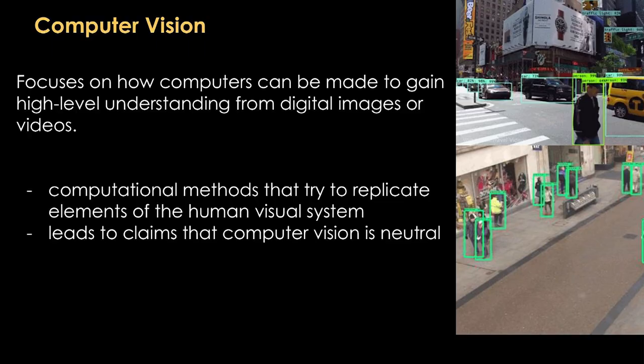Computer vision focuses on how computers can be made to gain high-level understandings from digital images or videos. And we use these computational methods that try to replicate elements of the human visual system. Computer vision is oriented toward human seeing. Other animals see in different ways. Computer vision is really a human-centered way of seeing. Other animals can see in different color combinations, right? Other ways. Computer vision is built around us and around our ways of seeing.